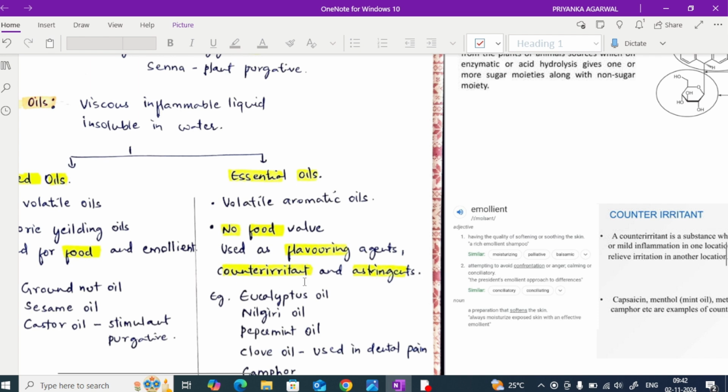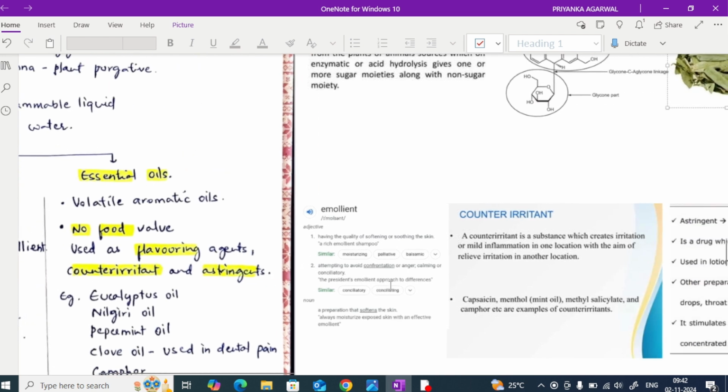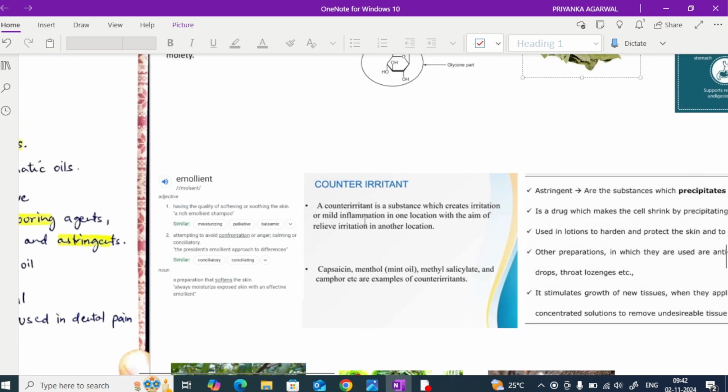Now what do you mean by counter irritants and astringents? Counter irritant is something very interesting about the drugs. How they act is they create irritation or mild inflammation in one location with the aim of relieving irritation in another location. Okay, that means if we have some burning sensation at one location, and we apply a counter irritant at another location, our mind shifts to that new area where we applied the drug. So that's how it decreases the sensation.